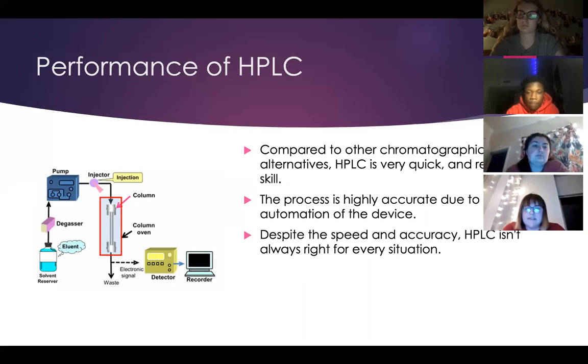Though the device is easy to use due to the automation of it, there are still many complicated steps within the instrument. This makes using high-pressure liquid chromatography very costly, as well as difficult to troubleshoot if something within the instrument malfunctions.